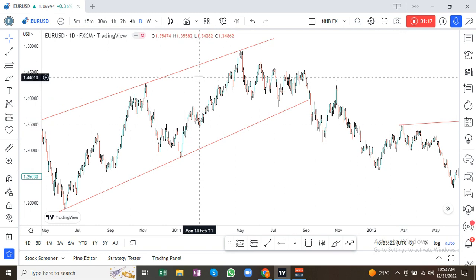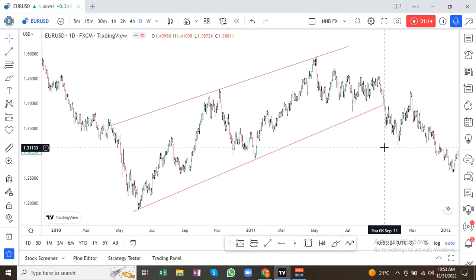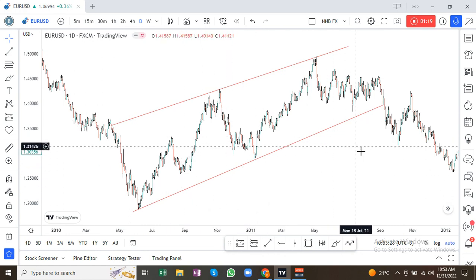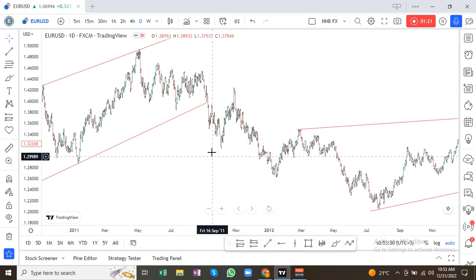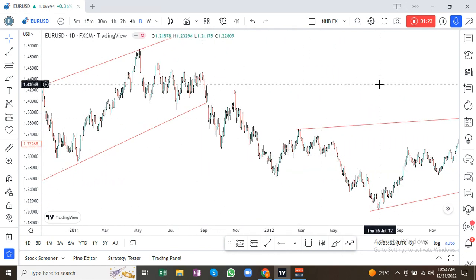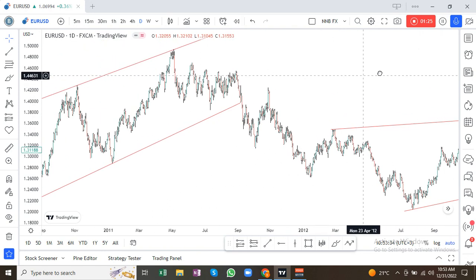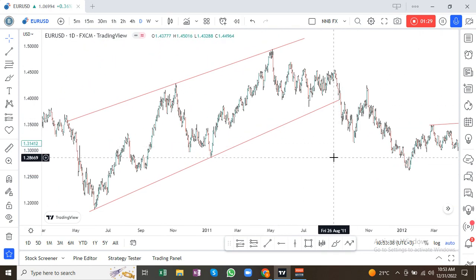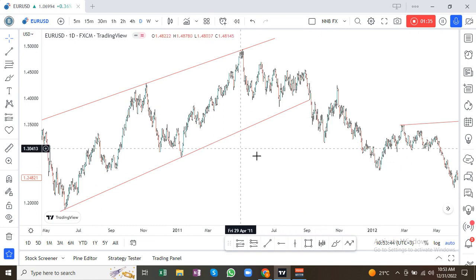So we will look at some of the patterns on the daily time frame. On the daily time frame, I've used red trend lines to show the pattern, and on the 4 hour time frame, I've used blue trend lines. On the 1 hour time frame, I've used black trend lines. I've not marked all of the patterns, but just some of them to give an example.